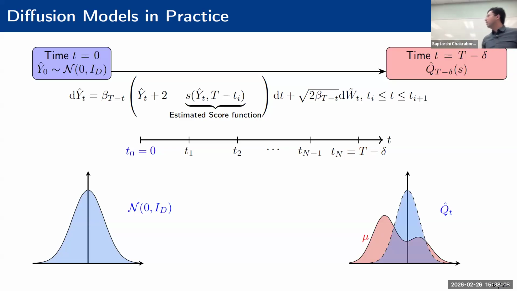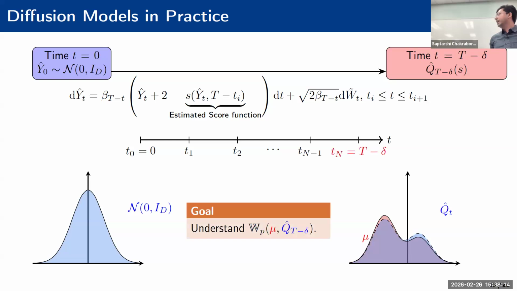So you start off at some Gaussian distribution, and eventually what we want to argue is that we want to be very close to this mu. Our goal is to understand the difference between this mu and the estimate in terms of the Wasserstein P metric, where P can be quite general, so P is larger than or equal to 1.